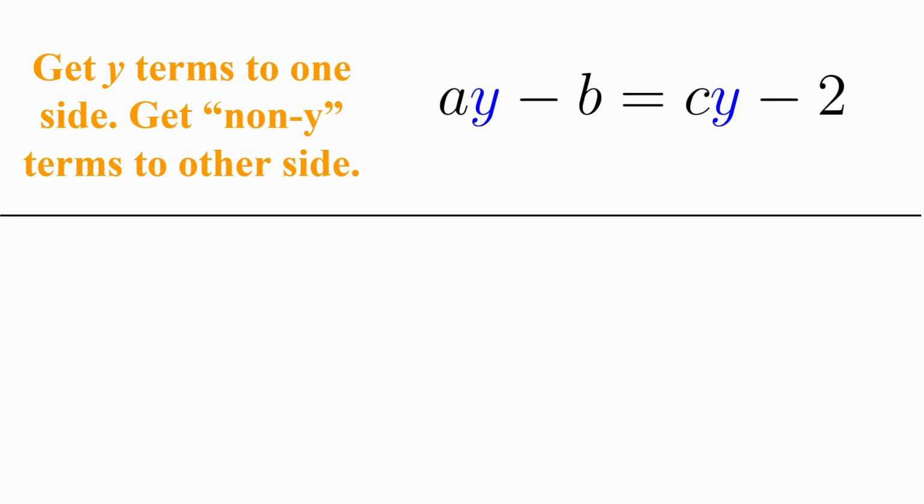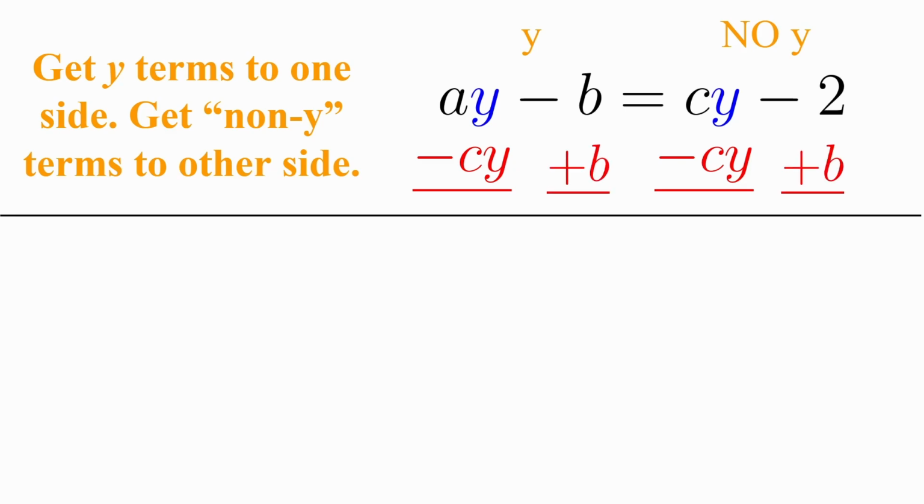So for me personally, I'd really like to get the y's on the left side, and then the non-y terms on the right side. So let's see if there are any terms that are out of place. To me, it looks like the b is out of place. It's on the wrong side. It doesn't have a y, so it should be on the no-y side. And then the cy has a y, so it should be on the other side. So we're going to move both of those, b and cy. We'll subtract cy from both sides. And then the negative b, the opposite of subtraction, is addition, so we will add b to both sides.